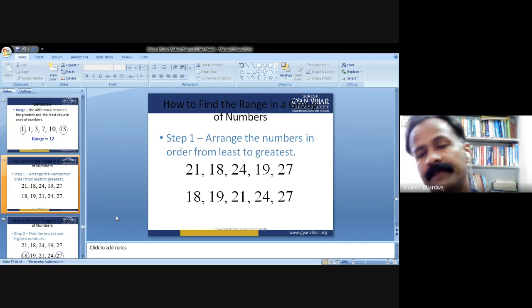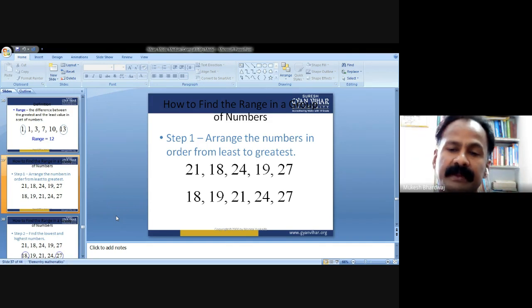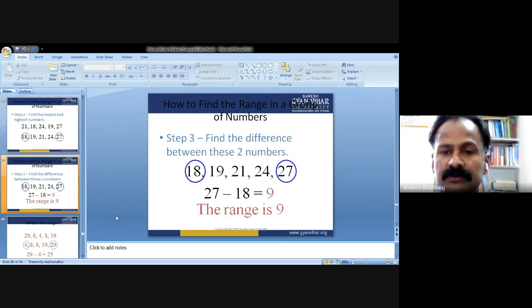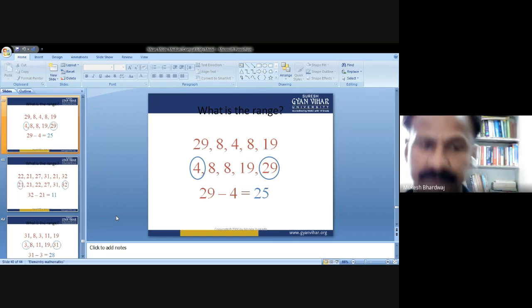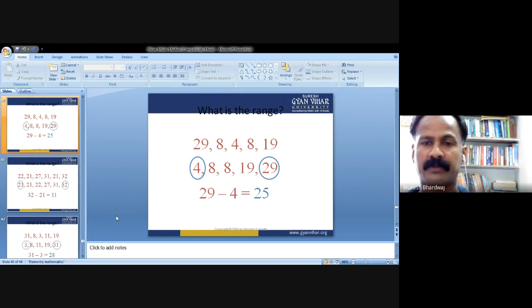Anyway, 27 minus 18, simple. So it comes out to be 9. So we can say the range of the given set is 9. What is the range of the given numbers: 29, 8, 4, 8, 19? Arrange the numbers in increasing order. 29 minus 4 comes out to be 25. So we can say the range of the numbers is 25.